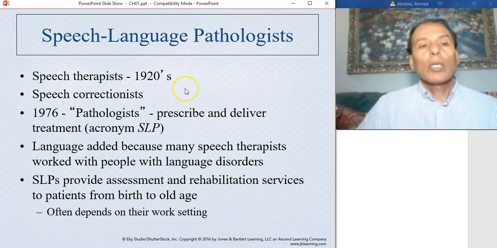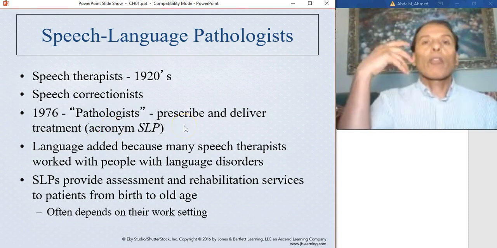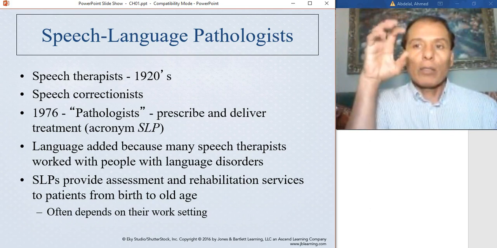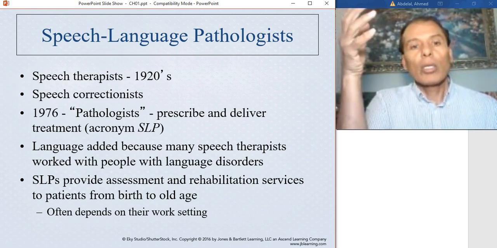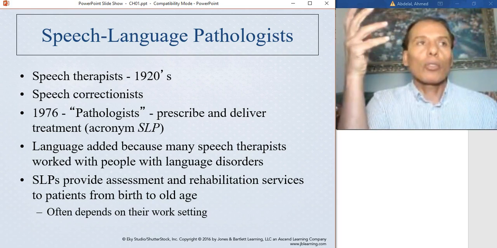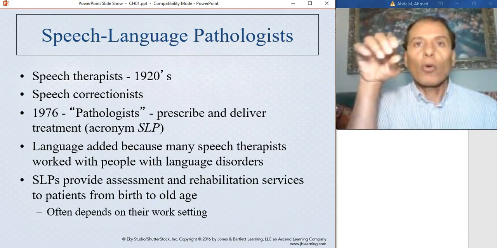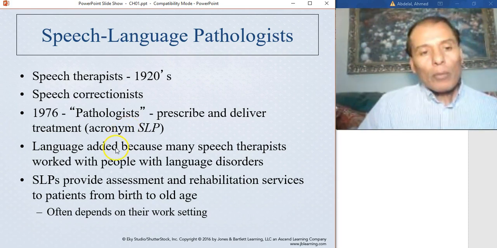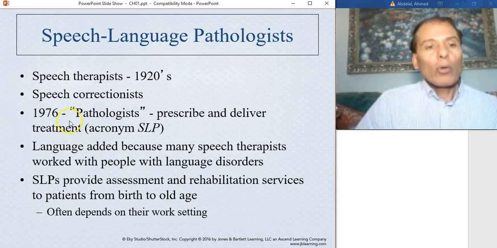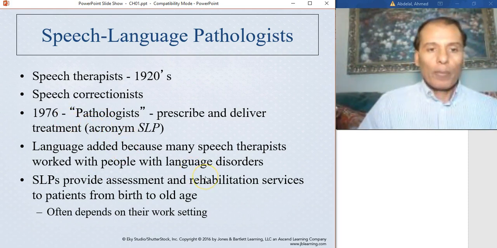in the beginning, in the 1920s, they would call them speech therapists, and then later speech correctionists, and then in 1976, they started to call us pathologists, because pathology is the field of identifying disease. And we deal with the diseases that are associated with communication. And a pathologist also provides a diagnosis for the problem that someone has, and they prescribe the best ways to treat that problem. It comes from pathos, which means disease in Latin. So it's more medical, in other words. And speech pathology is a medical field, by the way.